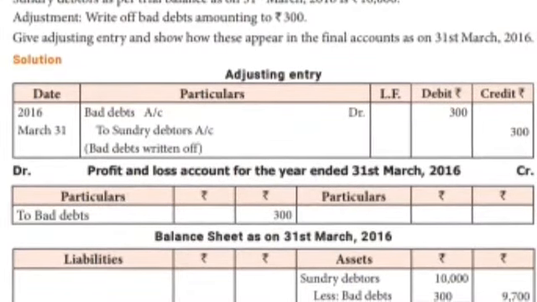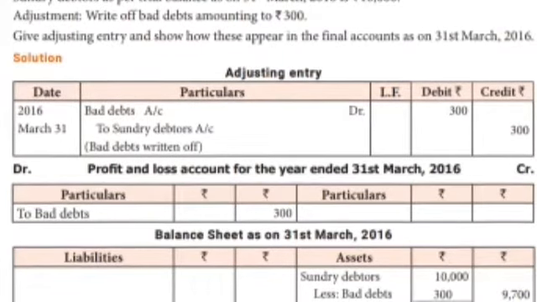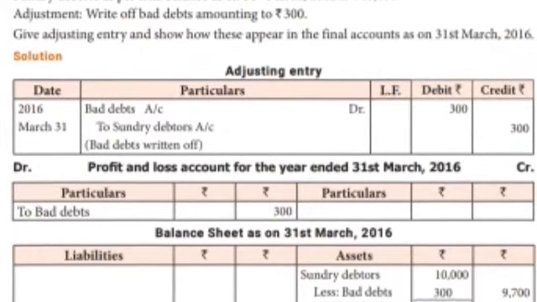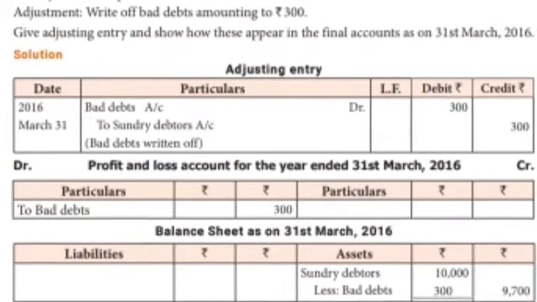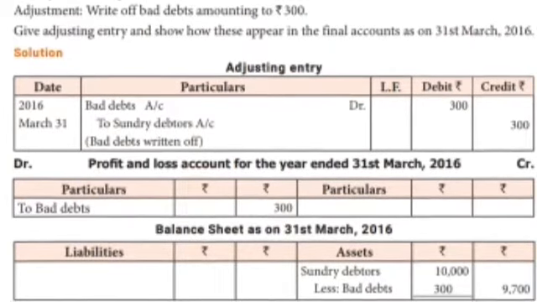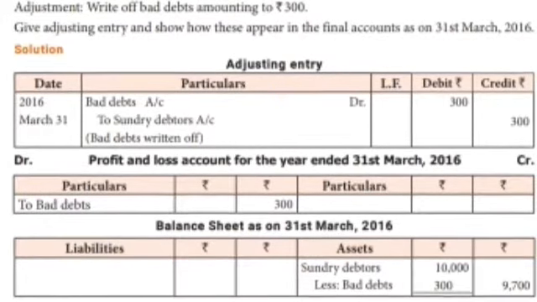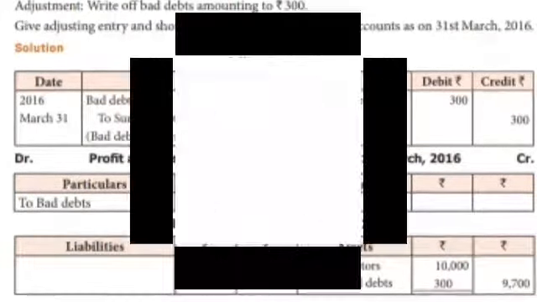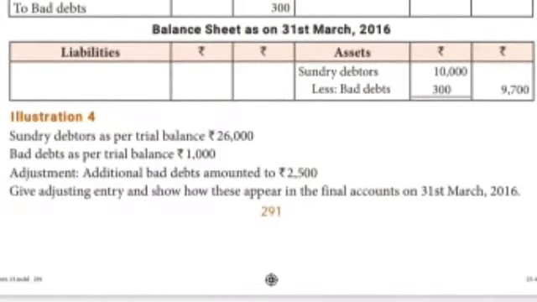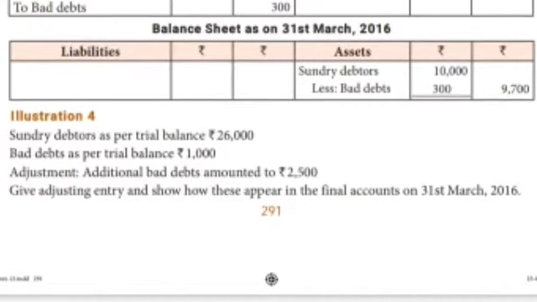How do we show it in the balance sheet? On the asset side we have to subtract bad debts from the sundry debtors. So sundry debtors 10,000 minus bad debts 300. So totally we have to show in the outer column 9,700. Can you understand, children? Next, illustration 4.